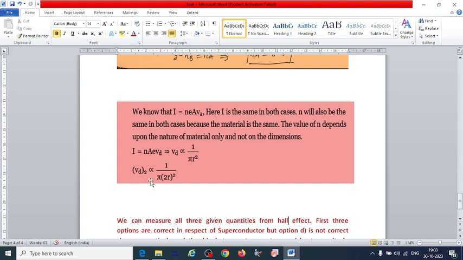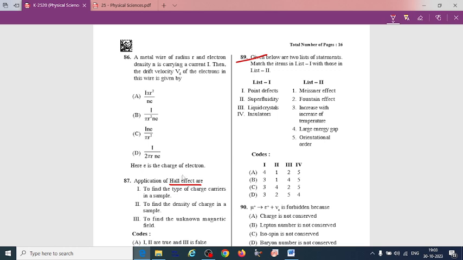Then for this drift velocity, if we replace r with 2r, then finally we will have the answer, option B. Okay.